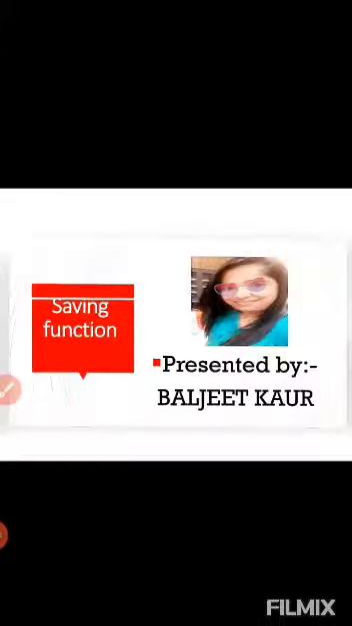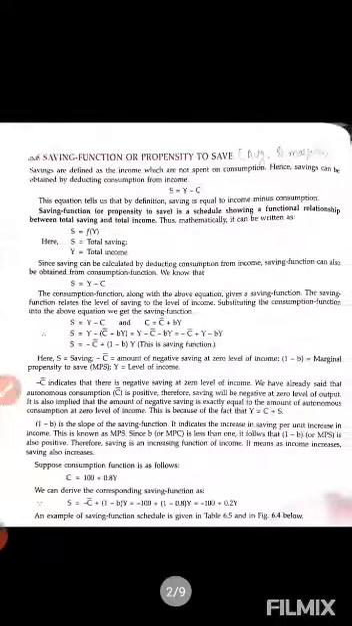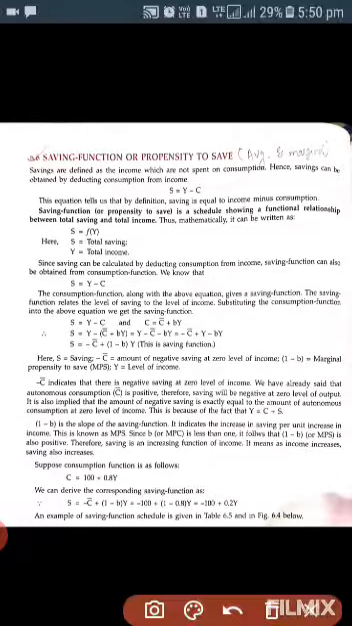Hello everyone, we will do the saving function now. Savings are defined as the income which is not spent on consumption. Remember one thing: income is either consumed or saved. That is why Y = C + S, which means income is equal to consumption plus saving. So the equation for saving is Y - C, that is, income minus consumption is saving.